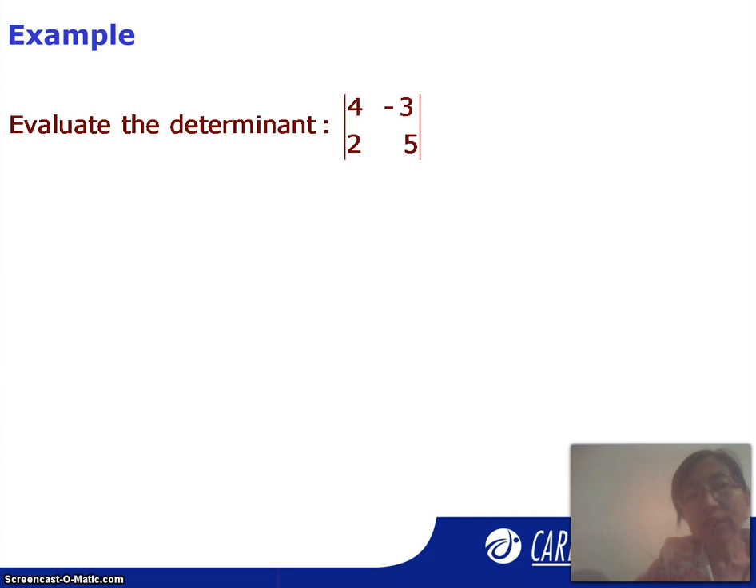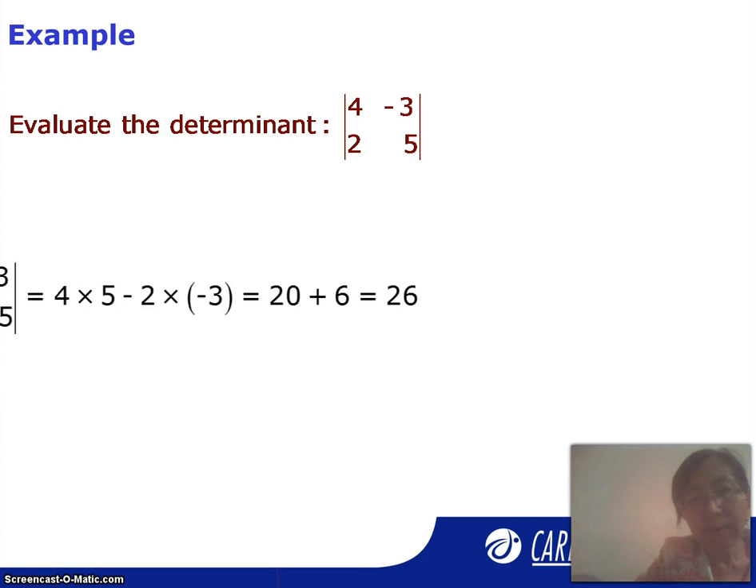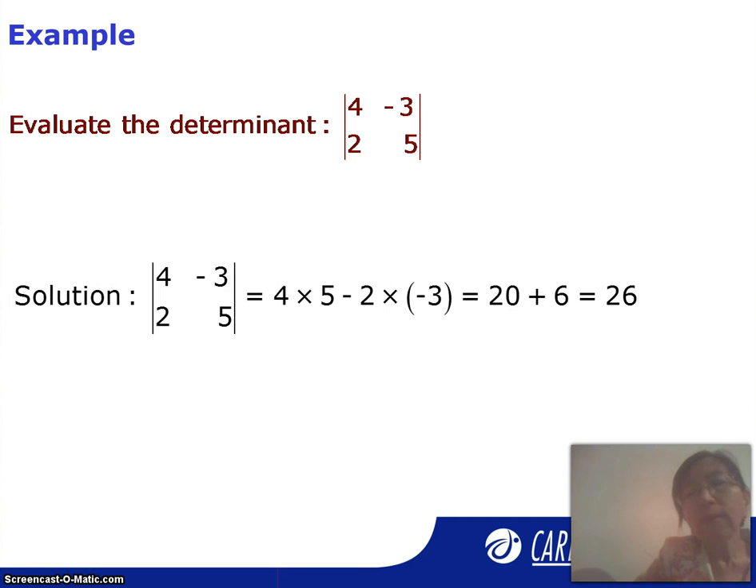Next, let's consider the next example. Evaluate the determinant of the second order 4, minus 3, 2, 5. According to the previous rule, solution. This determinant will be equal to the product 4 multiplies 5 minus 2 multiplies minus 3. So calculate 20 plus 6 will be equal to 26.